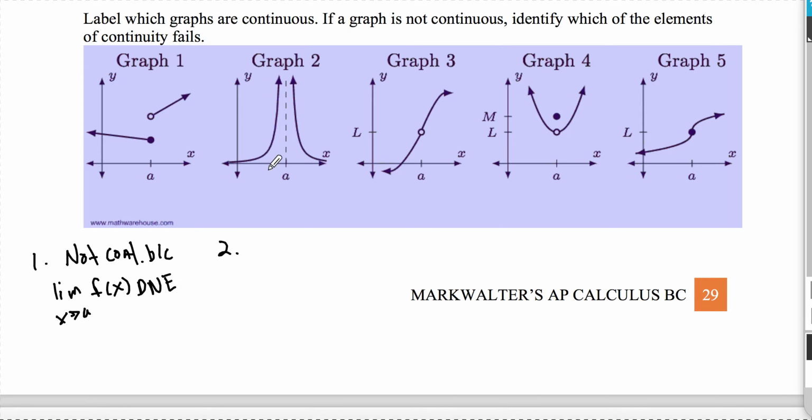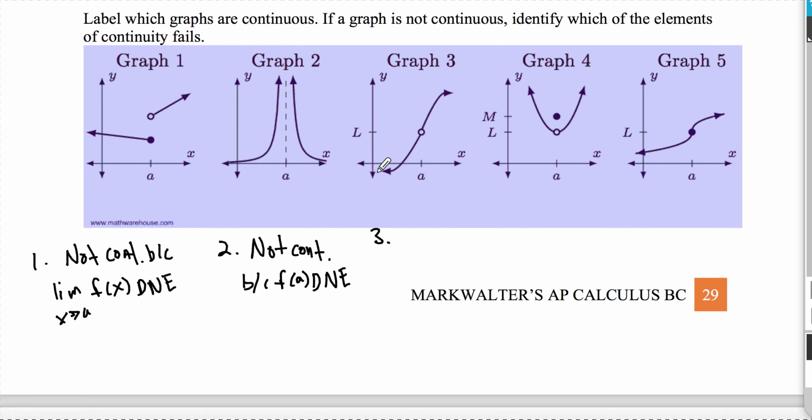All right, let's take a look at graph number 2. This is also not continuous. Why? Well, look, there's no point here at f of a. So I can say not continuous because f of a does not exist. There is no value of the function here. It's just an asymptote, it looks like.